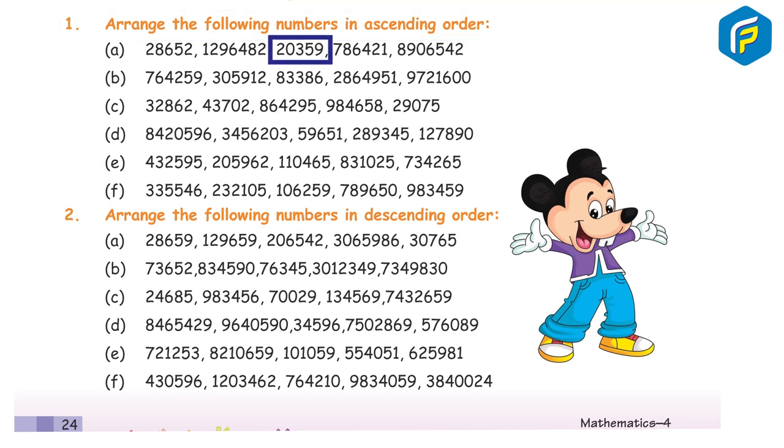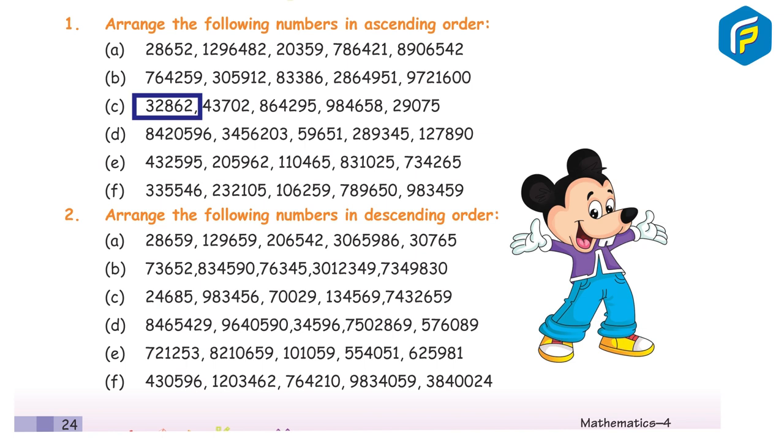Answer: A. 20,359, 28,652, 78,6,421, 12,96,482, 89,6,542. B. 83,386, 3,5,912, 76,4,259, 28,64,951, 97,21,600.